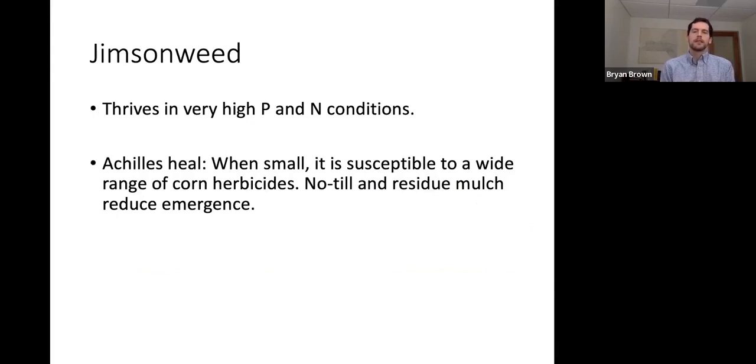It really thrives in over fertilized conditions. If you've got a field that may be right next to the dairy barn that gets a lot of manure, that's often where the Jimsonweed will be. But when it's very small, it's susceptible to a wide range of corn herbicides and other herbicides as well. And in no-till, high residue systems, it doesn't emerge to the extent that it does in tilled systems. So those are two things you can use to tailor your management.